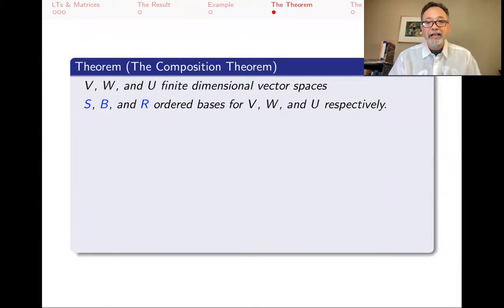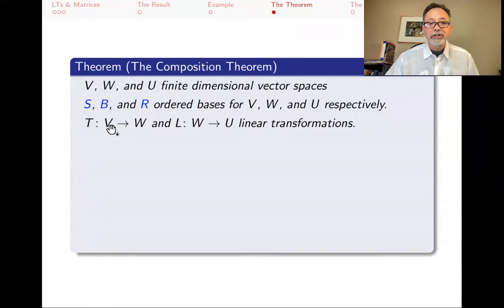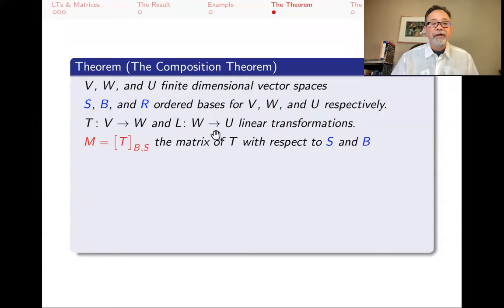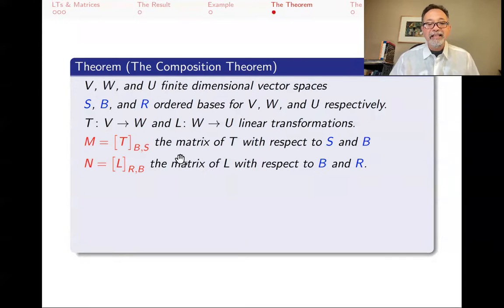So this is the composition theorem that we want to prove. And I'm just repeating myself. V, W, and U are finite dimensional vector spaces. S is a basis for V, B is a basis for W, and R is a basis for U. And we have a linear transformation that goes from V to W and another one that goes from W to U. M is the matrix of the first one, T, with respect to S and B, and N is the matrix of the second one with respect to B and R.